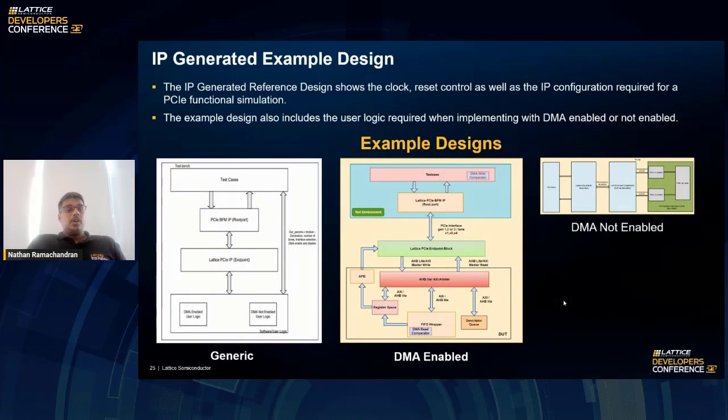Okay, moving on to the IP generated example design. This is just a block diagram showing how the IP generated example design is. So you have a BFM, you have our Lattice PCI IP acting as an endpoint, and you have two options, whether you want to generate an example design for a DMA enabled configuration or non-DMA enabled configuration.